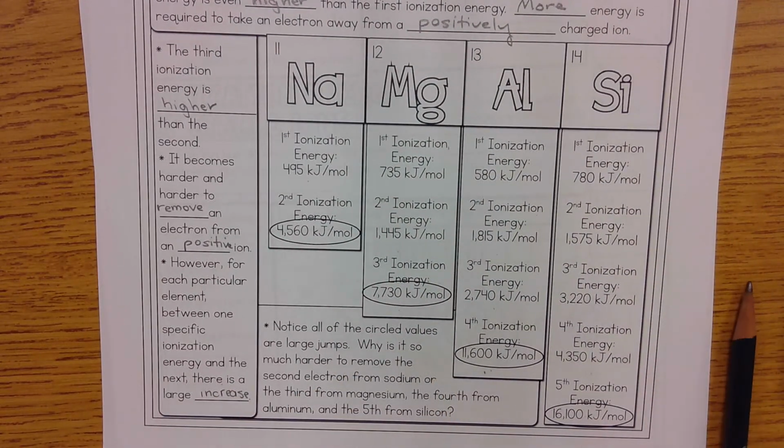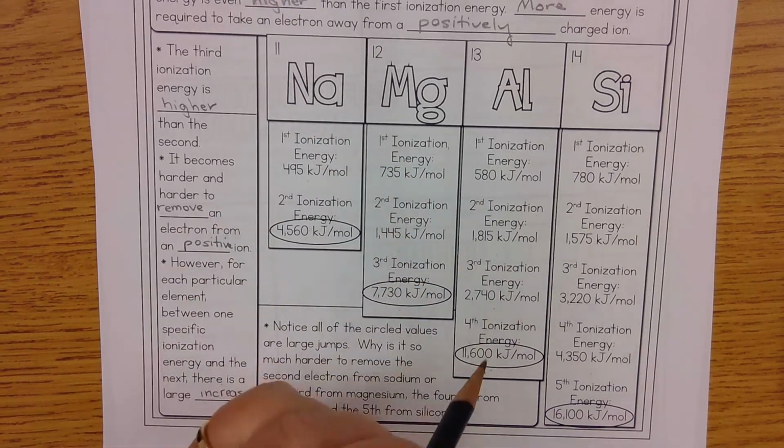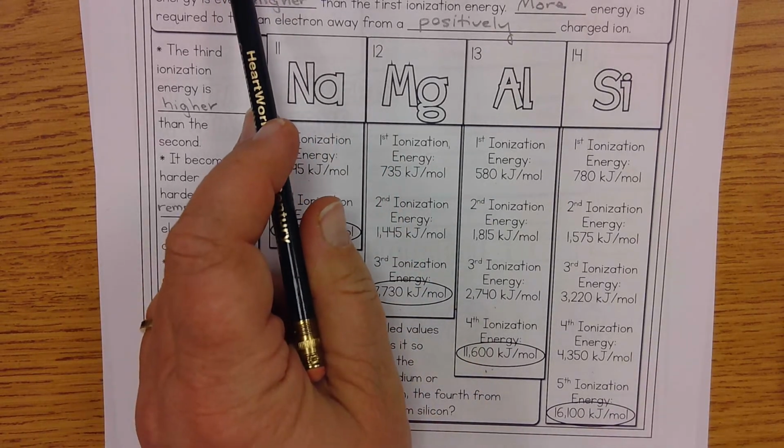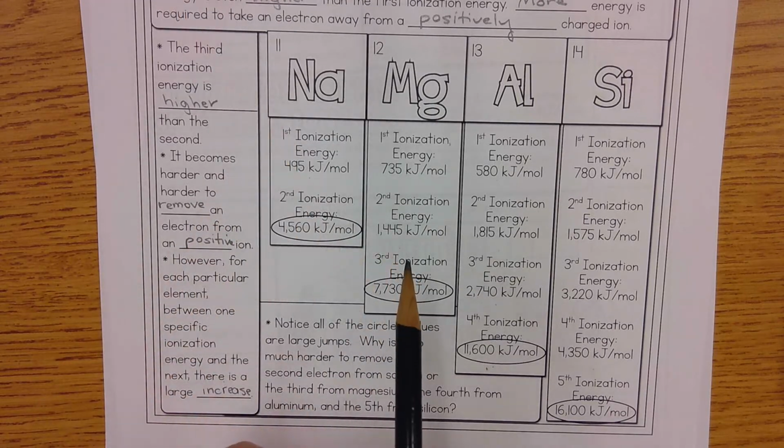You know that's true for you too. It requires a lot more energy to get up off the couch and go do something than just to sit there, right? So to remove that first electron from a full shell is very, very difficult.